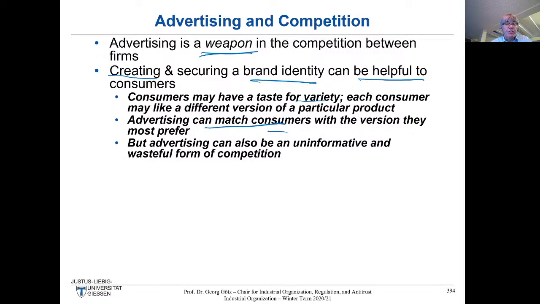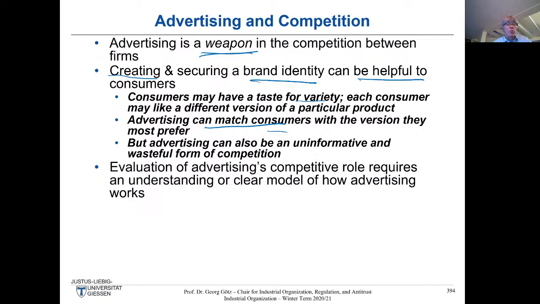But the important point is that, again, if you think of the beer advertisements, advertisements can also be uninformative and a wasteful form of competition. And that's what we are going to look into in this next section, where I show you a very simple payoff matrix in a very standard prisoner's dilemma game. So we can evaluate the competitive role of advertising here.